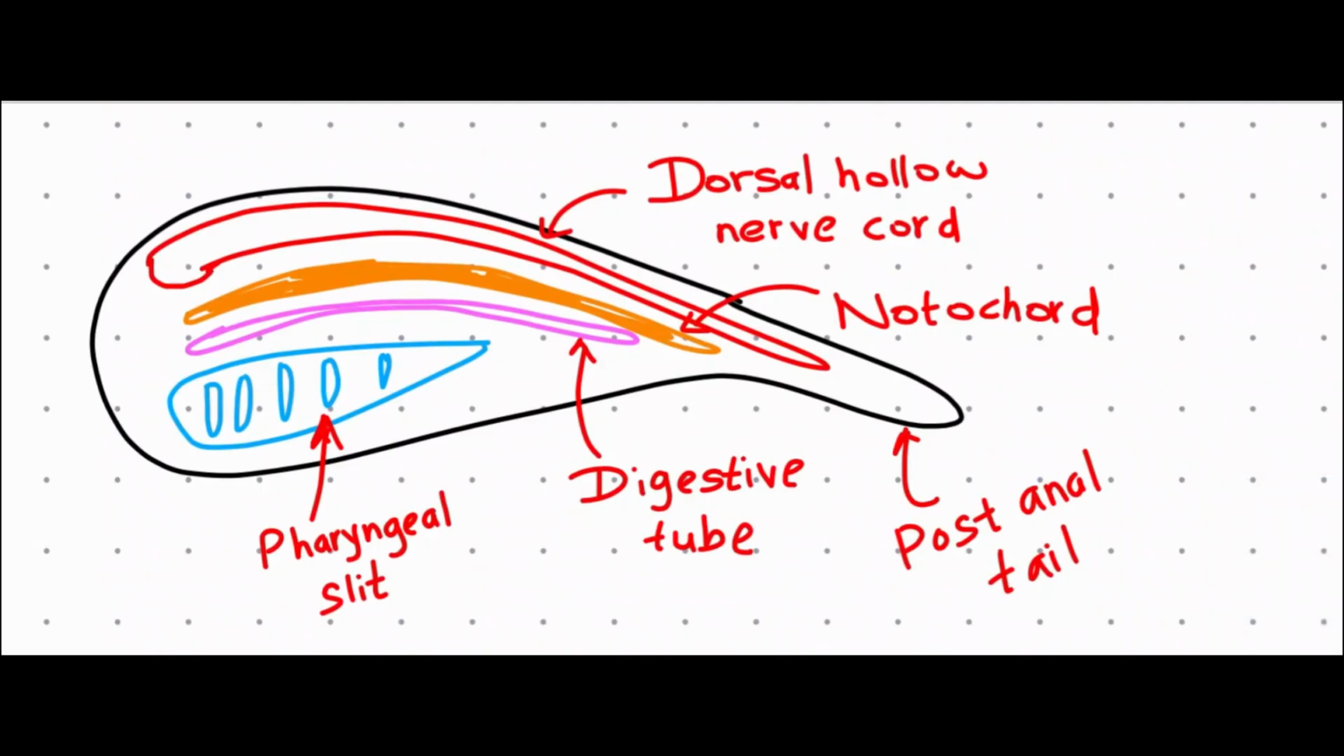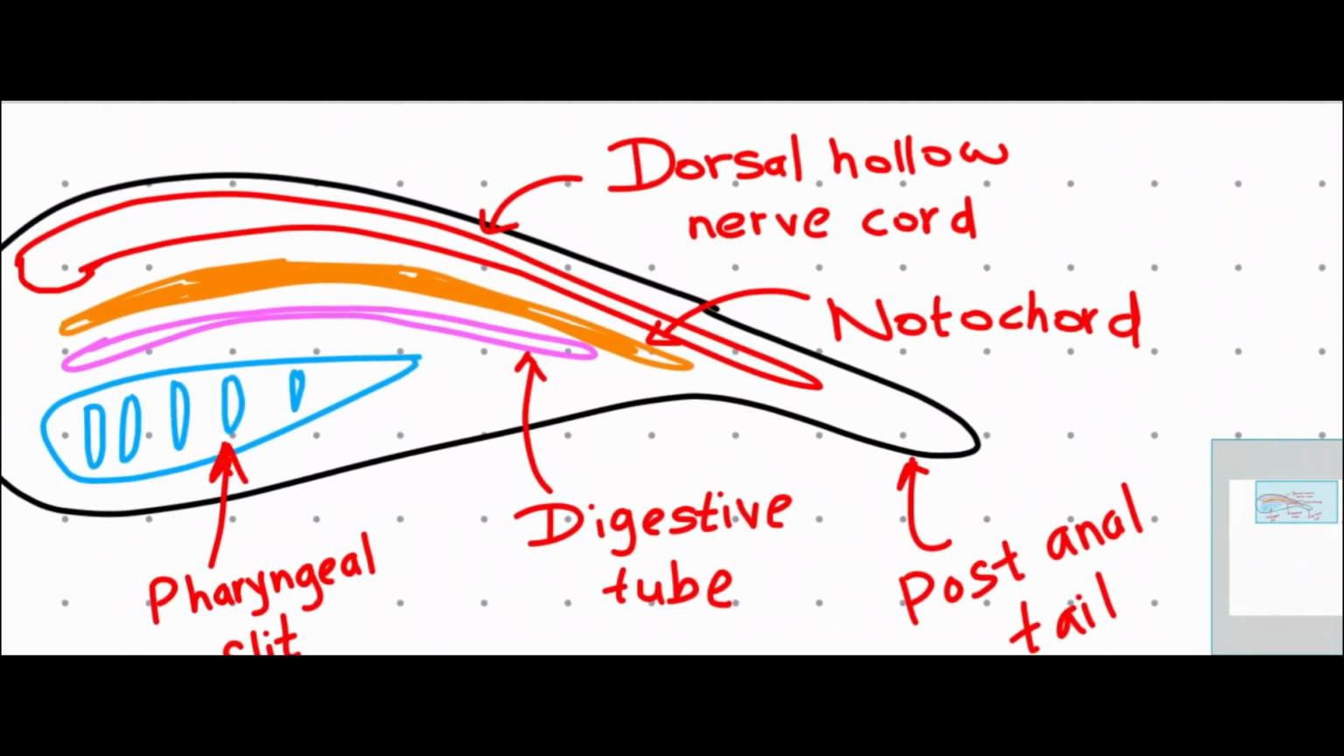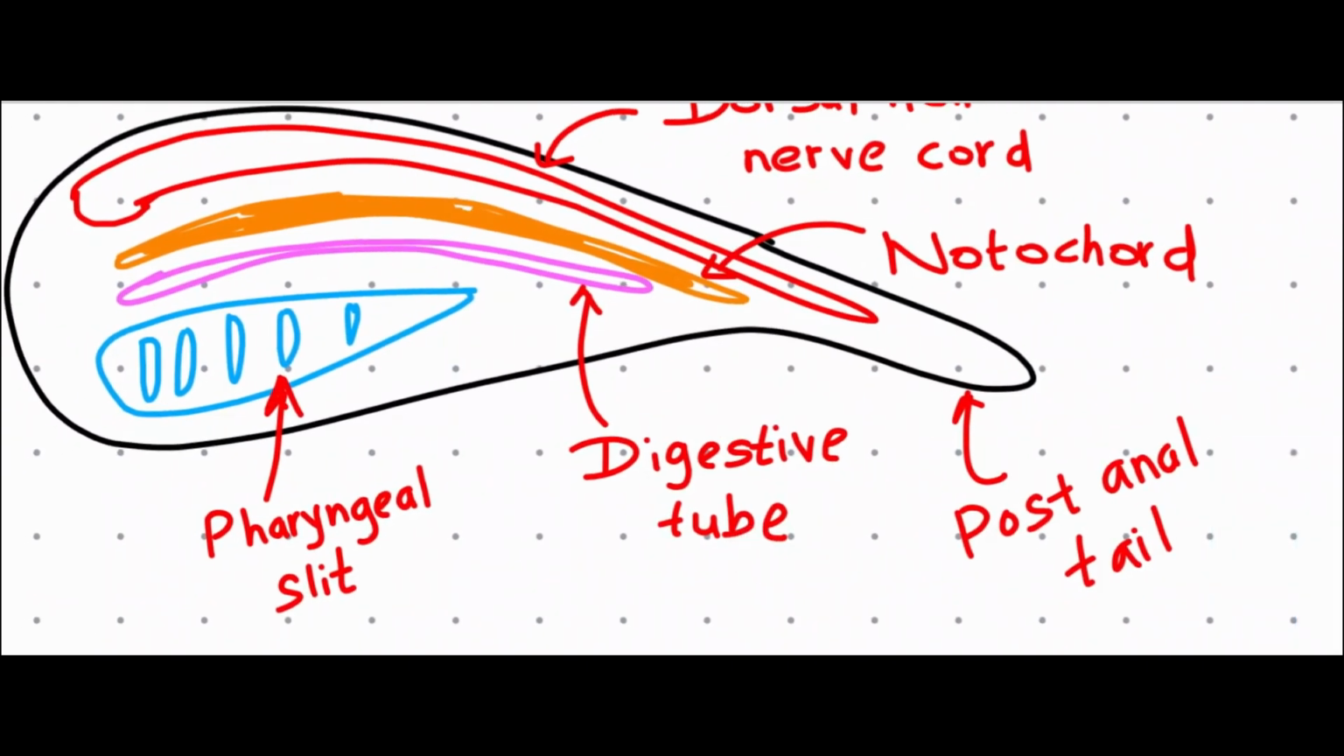So now we can just run through the whole points. First you have the dorsal hollow nerve cord. It is located dorsal to the notochord. And then you have the notochord, which is a long flexible tube extending from the anterior to the posterior, and it is located between the nerve cord and the digestive tube. And then you have the digestive tube, there's not much information about it.